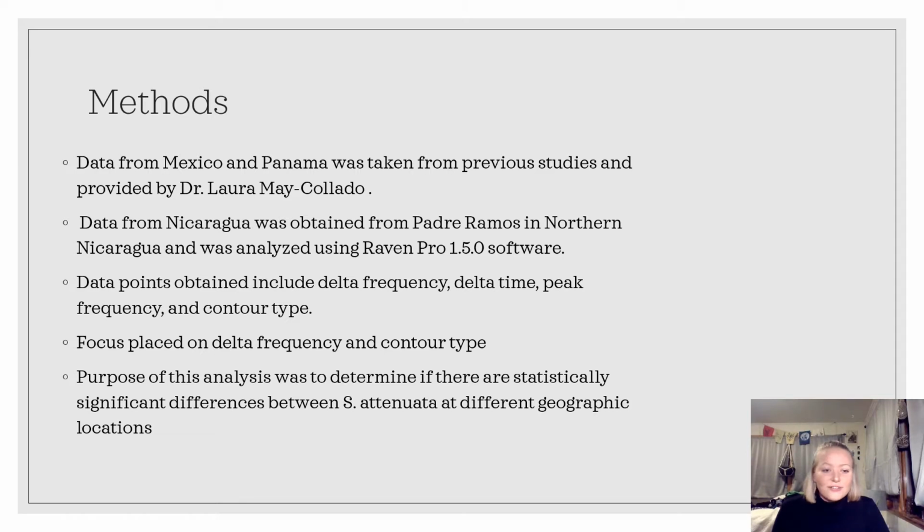And the data from Nicaragua I did analyze using Raven Pro software. It came from Padre Hermos in northern Nicaragua, and I analyzed the raw sound files for the different contour types, and the data points that I placed my focus on were change in frequency as it relates to the specific contour types. And the overall purpose of my analysis was to determine if there are statistically significant differences between pantropical spotted dolphins at different geographical locations.